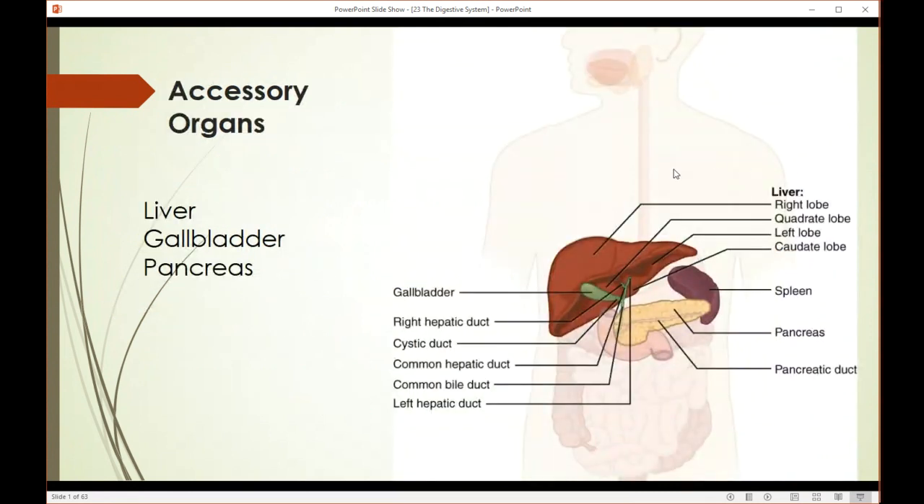These are those accessory organs that I talked about, right? So we have the liver, we have the gallbladder, we have the spleen, the pancreas, right here.